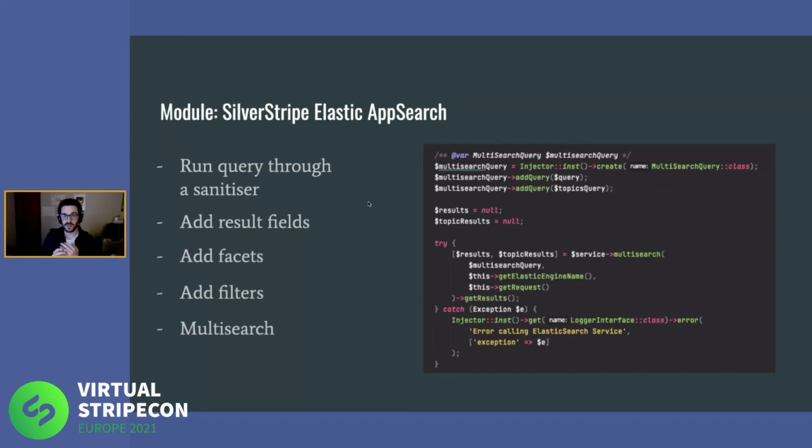So the way to do that would normally be to make two queries and work with both of those sets of results, but Elastic lets you fire multiple queries at once. So you can bundle them into this multi-search query class, add multiple queries, and then you just return the results as an array like that.